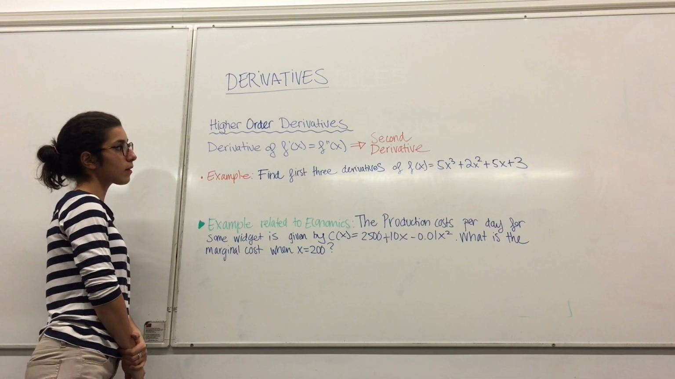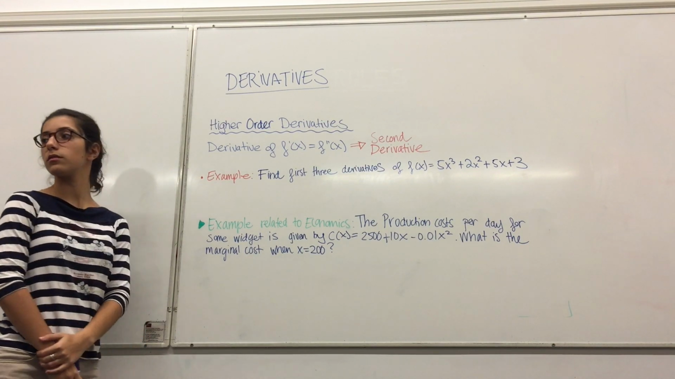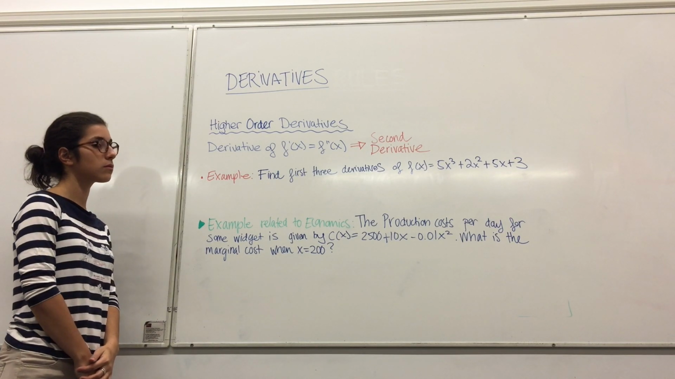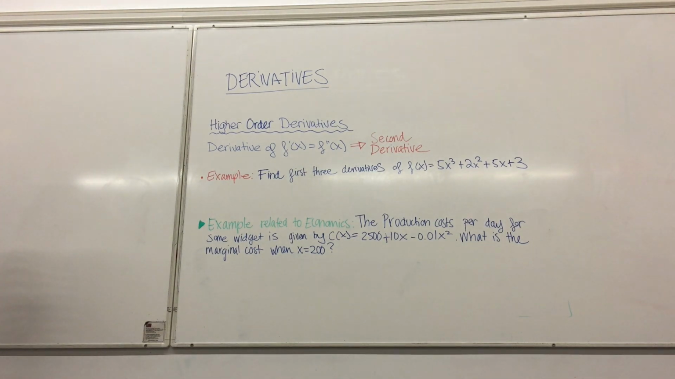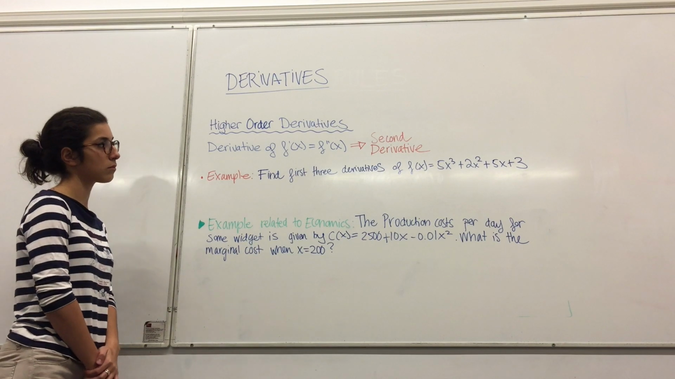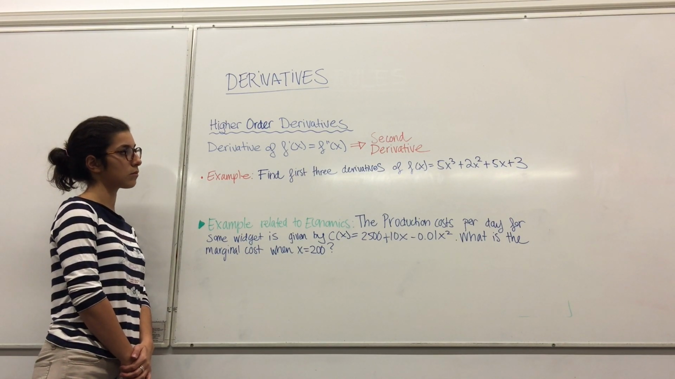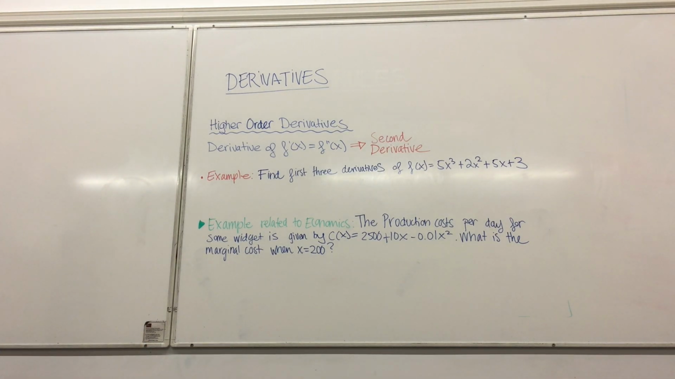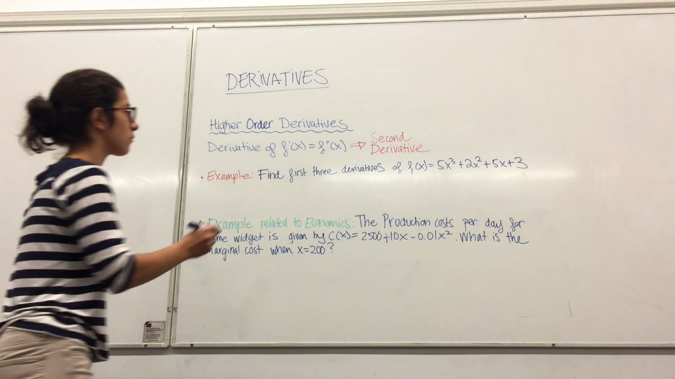Our next topic is higher order derivatives. Because the derivative of a function y equals f of x is itself a function, y prime equals f prime of x, you can take the derivative of f prime of x, which is generally referred to as the second derivative of f of x, and written as f double prime of x. We can keep on finding the third, fourth, and successive derivatives of f of x, called higher order derivatives of f of x. Example, find the first three derivatives of f of x. F of x equals 5x cubed plus 2x squared plus 5x plus 3.